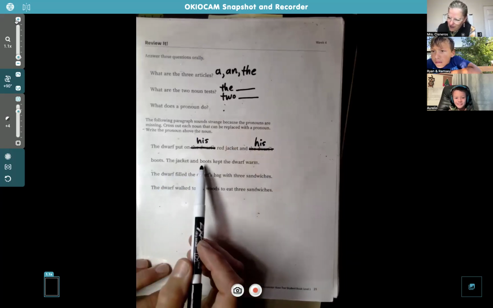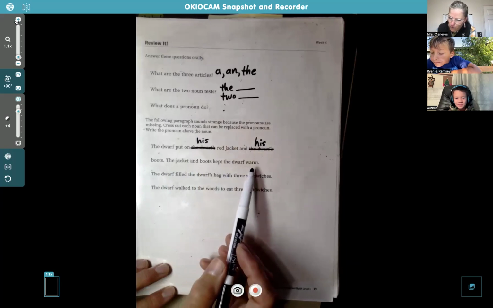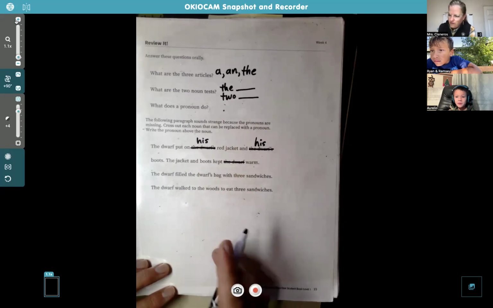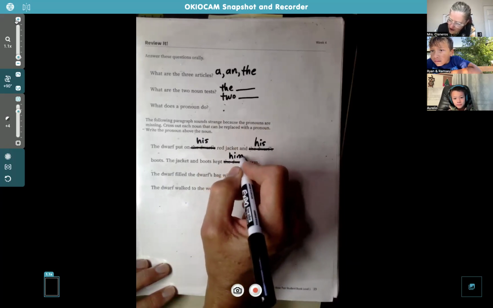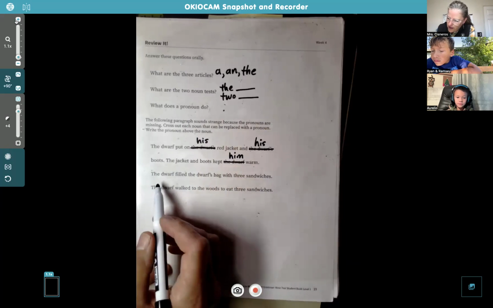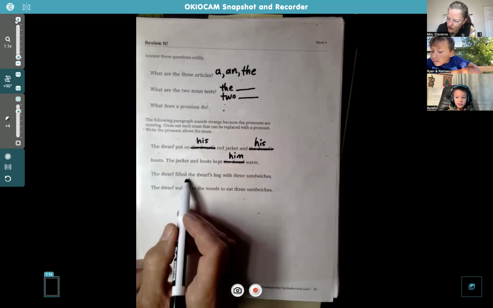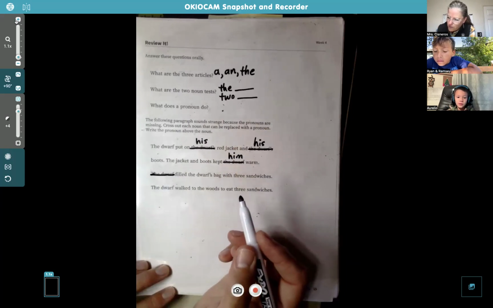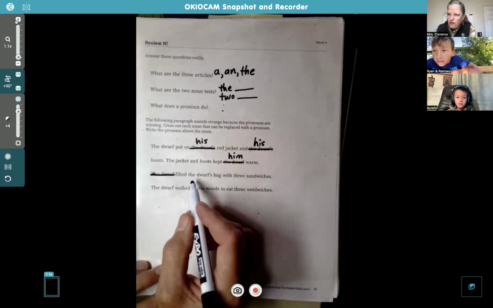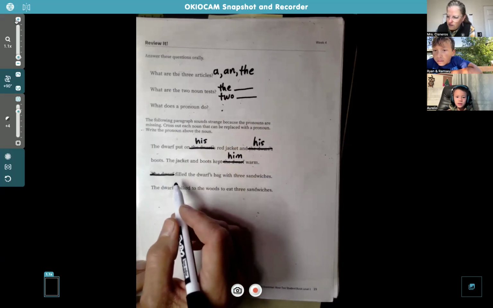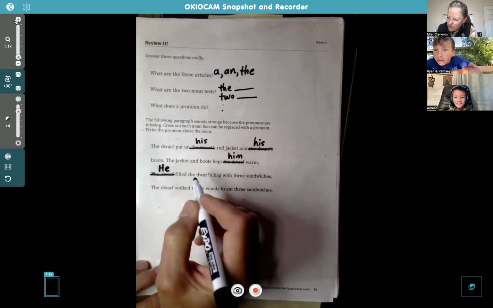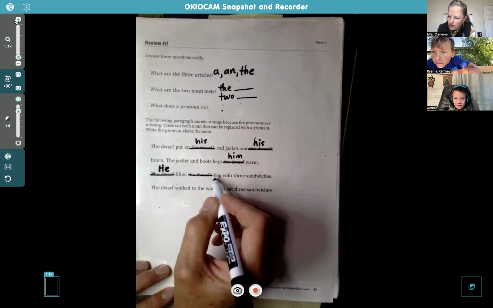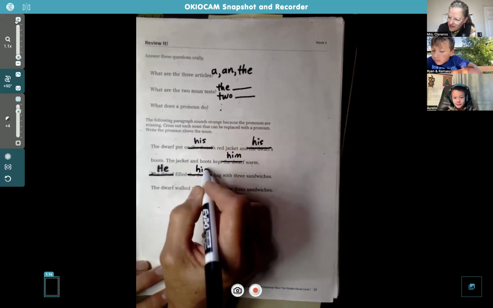So the jacket and boots kept the dwarf warm. What should I put here instead of the dwarf? Kept him. There you go. Now you got it. Him warm. And here we have the dwarf filled. What can we put instead of the dwarf here? The dwarf filled. What do you think, Raishan? He filled, yes. And then the dwarf's bag, Oreo, what should I put here? His. Now you're getting it.